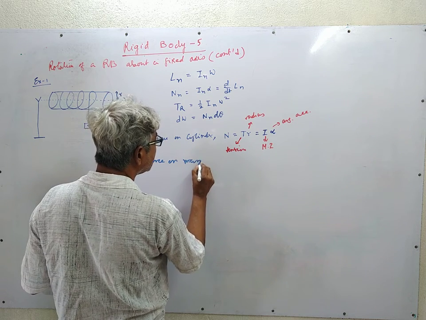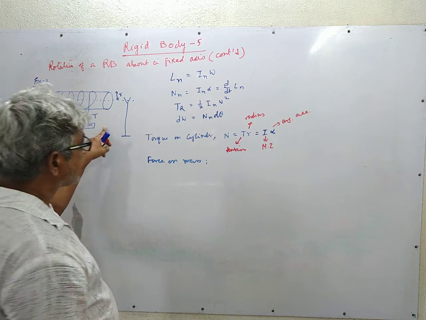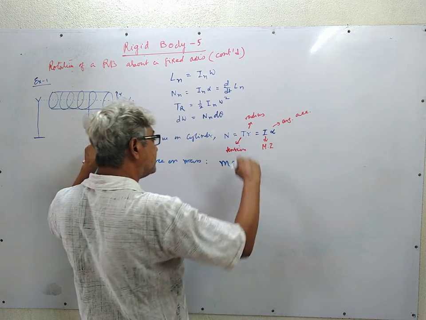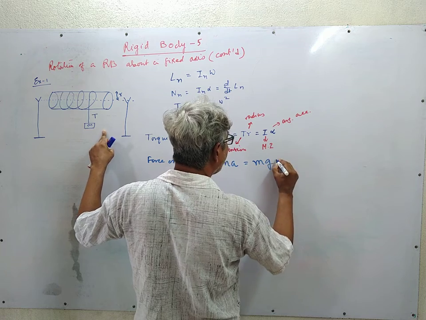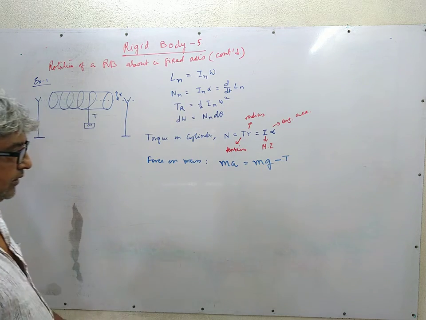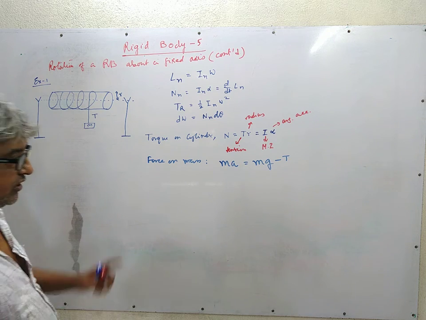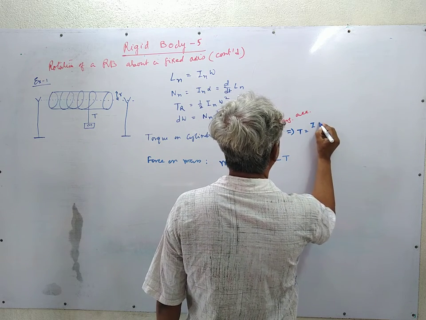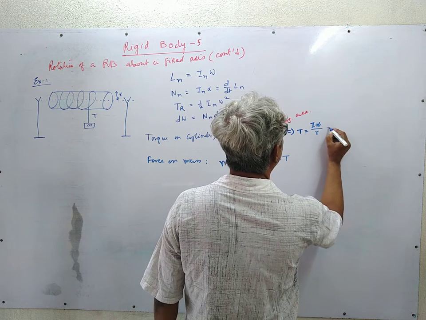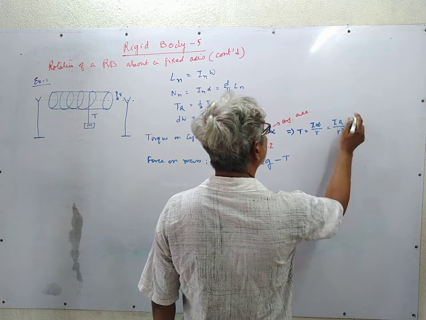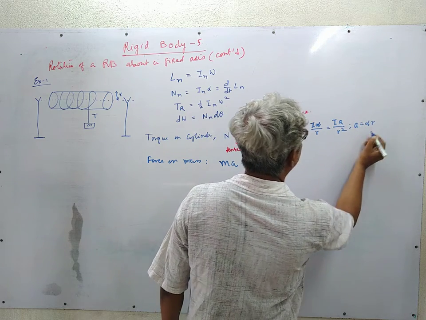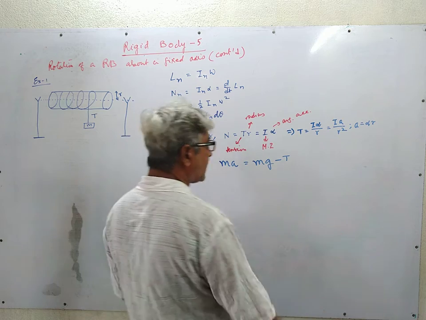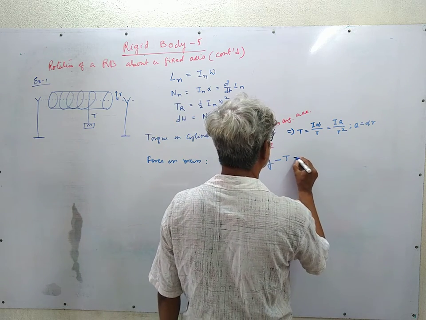Now if we come to the linear motion of the mass, it is acted upon by an inertial force m into acceleration a, which is taken to be positive in the downward direction, and it is mg, the force, minus the tension T. To replace this T in this equation, we write T is equal to I alpha upon R, and we write I A by R square, where A is equal to alpha R, the linear acceleration being R times the angular acceleration.